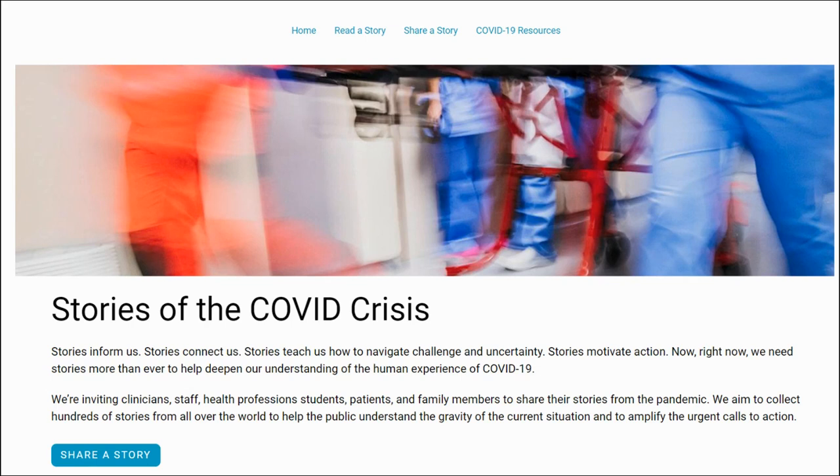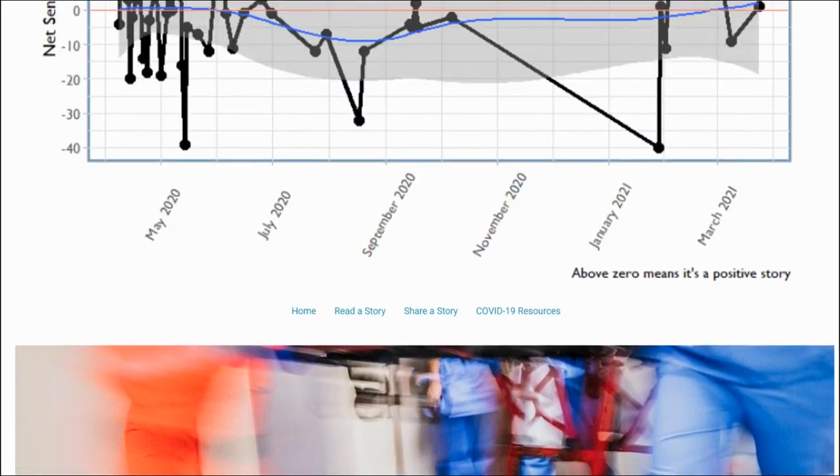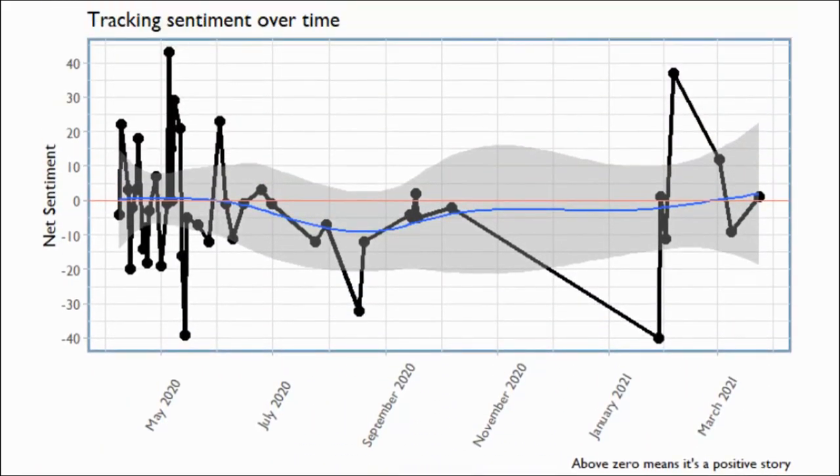The Institute for Healthcare Improvement began collecting stories of COVID in April 2020. The purpose was to gather lived experience on how people dealt with and recovered from the pandemic. I used a natural language processing technique called sentiment analysis to extract the emotional content of the stories.